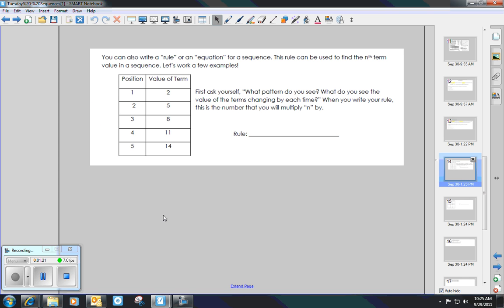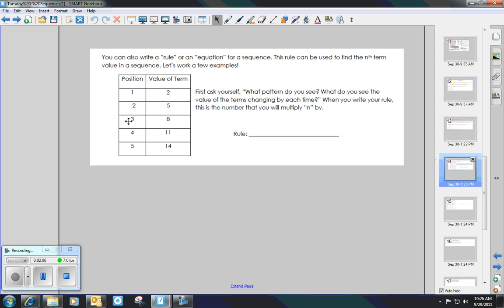We can also write rules or equations to figure out how a sequence is progressing from one term to the next. And what that allows us to do is, for example, if this were a business, in year 1 we had 2 employees. In year 2 we had 5 employees. In year 3 we had 8 employees. How many employees could we possibly have in 15 years? In year 15 of my business, if I'm growing at the same rate, how many employees will I probably have? Okay, so being able to write a rule or an equation for this sequence of terms will let me predict how many employees I'm going to have.